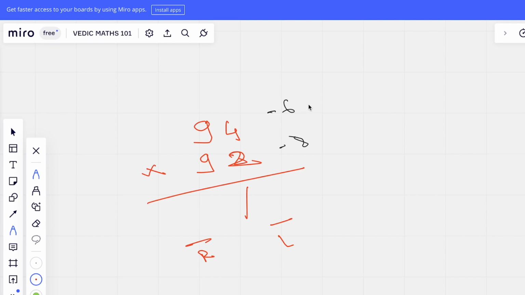So here comes the step 2. You multiply these two numbers, whatever you got here, right? What is minus 6 into minus 8? It's 48. Yes, you write it here. So you got your right hand side.